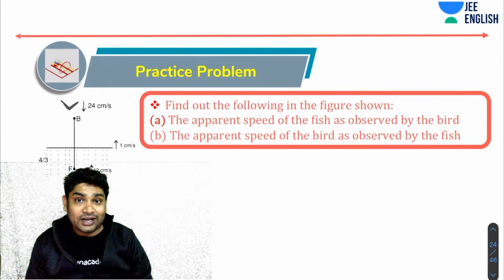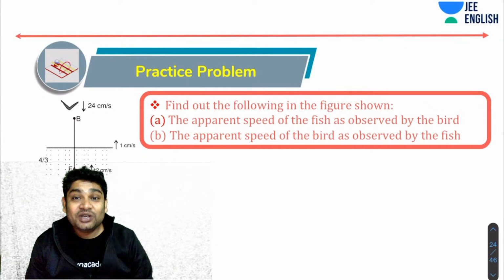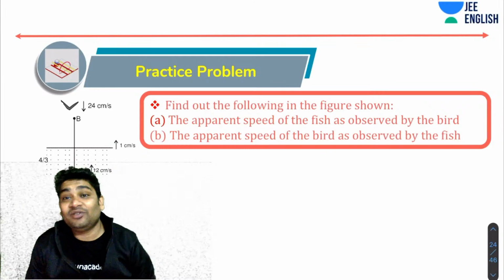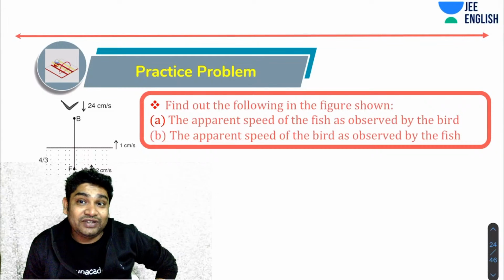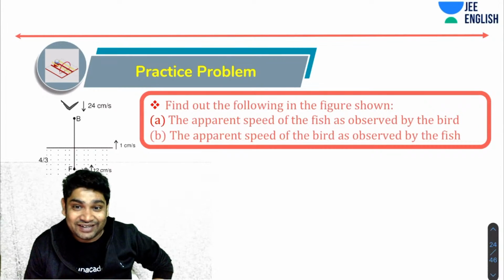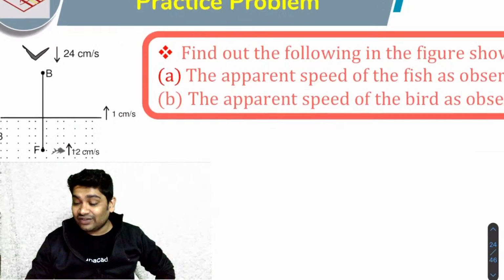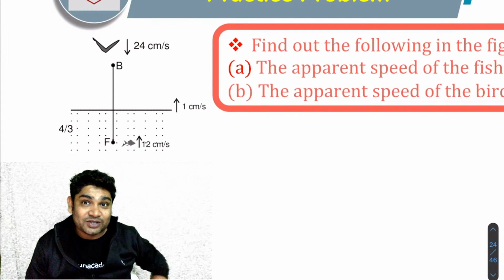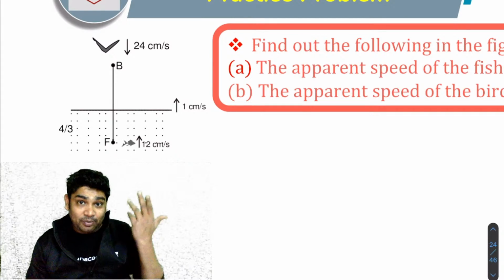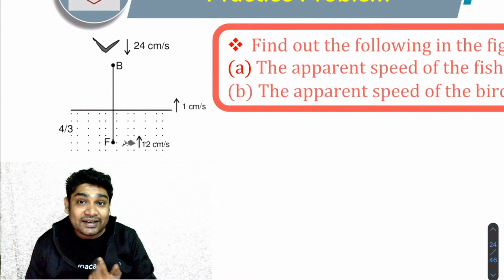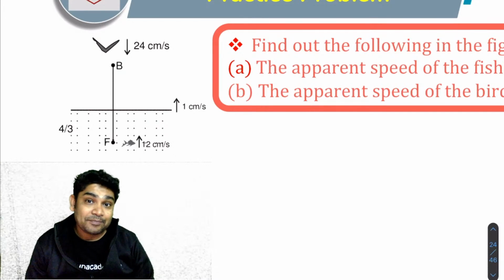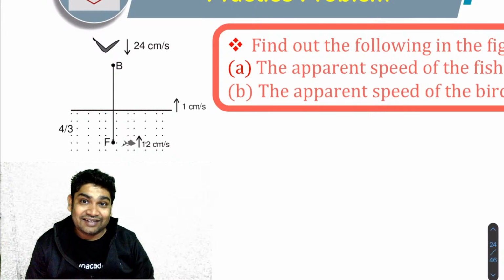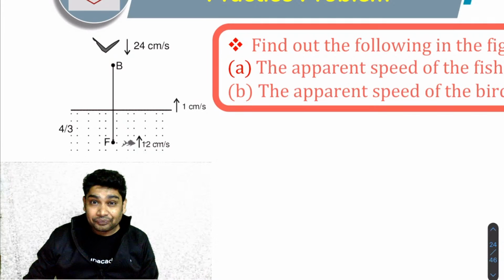Okay then, let's talk about the next problem. I will give you guys this problem to answer. Find out from the figure shown the apparent speed of the fish as observed by the bird and the apparent speed of the bird as observed by the fish. Here you have been shown this figure. A bird is moving downward with a speed of 24 meter per second. The fish is moving up with a speed of 12 meter per second. Interestingly enough, the level of water is also increasing. Somebody must be filling water in the tank, and the level of water is rising at a rate of 1 centimeter per second.